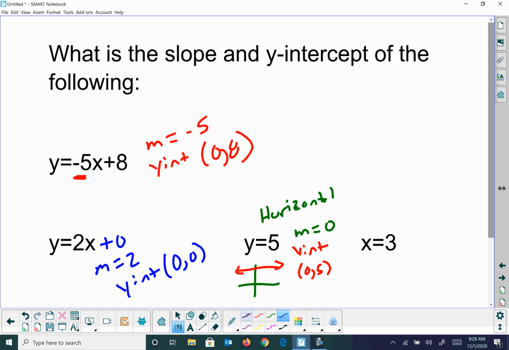And then our other special case, this is a vertical line. So the slope of vertical lines are undefined, and the y-intercept does not exist. Okay.